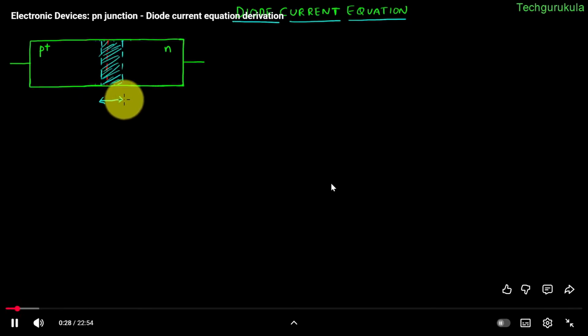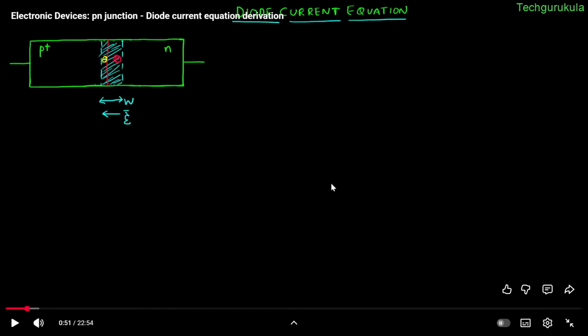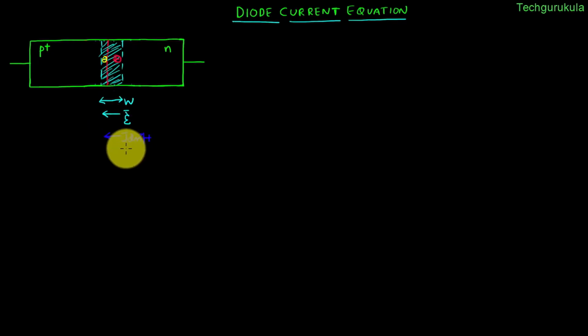Depletion width is W, and the electric field is directed from N side to P side because the exposed donor ions on N side are positive and exposed acceptor ions on P side are negative. As a result, the electric field is directed from positive charge to negative charge. And because the electric field is there, we have drift current, and at the same time there is diffusion as well in the opposite direction.